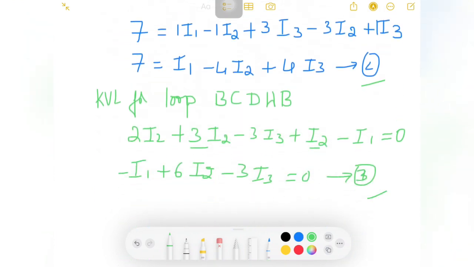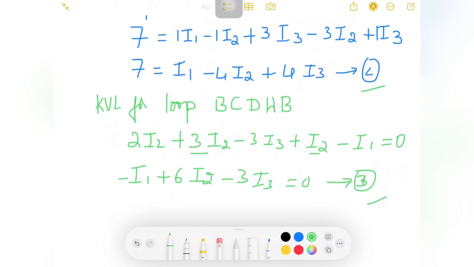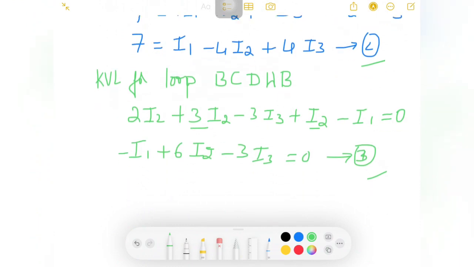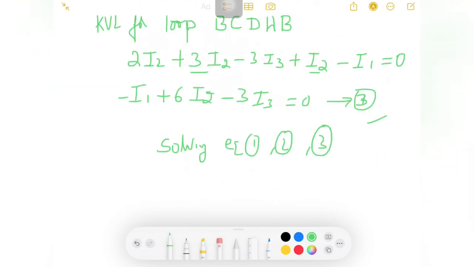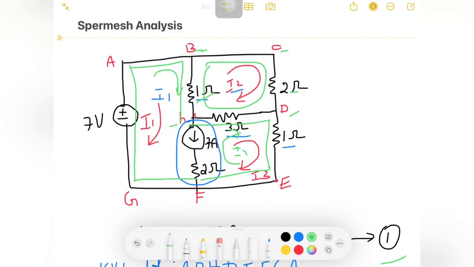In all these equations I have I1, I2, I3, so 3 unknowns. Use your calculator to solve equations 1, 2, 3. We get I1 equal to 9 amps, I2 equal to 2.5 amps, I3 equal to 2 amps. So this is the solution for the given problem using super mesh analysis. This is how we need to write the problem.